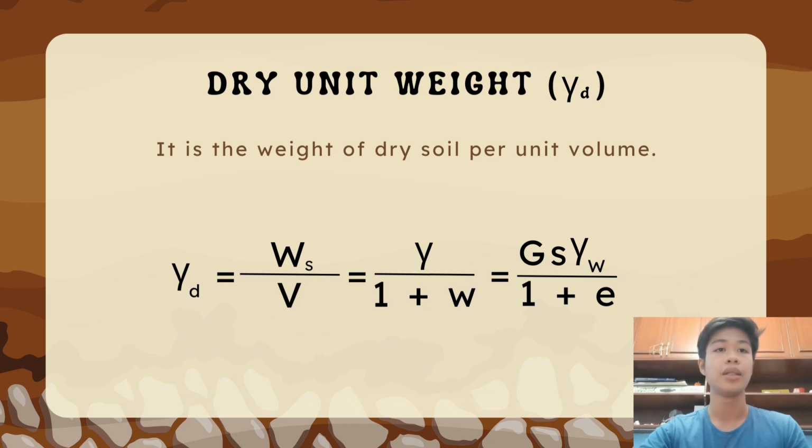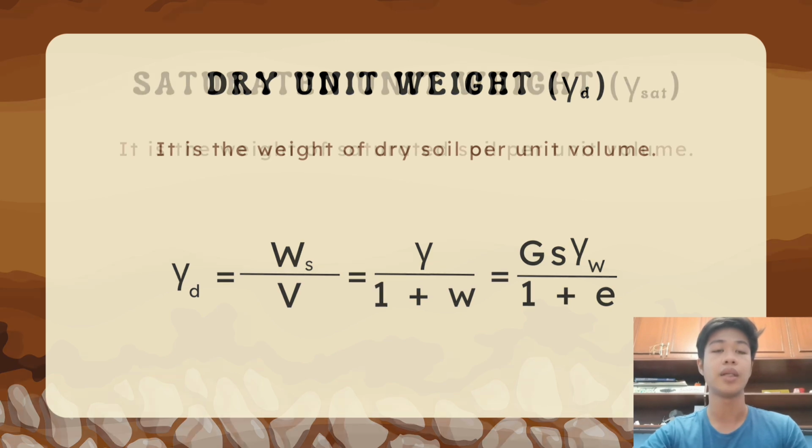Dry density of soil is used to express the denseness of soil. A high value of dry density indicates that the soil is in compact condition. Mas nagko-compress sila pagka dry kumpara dun sa saturated.